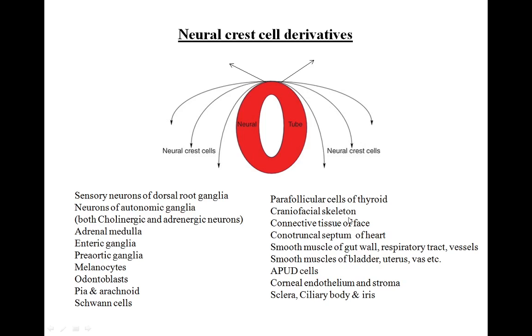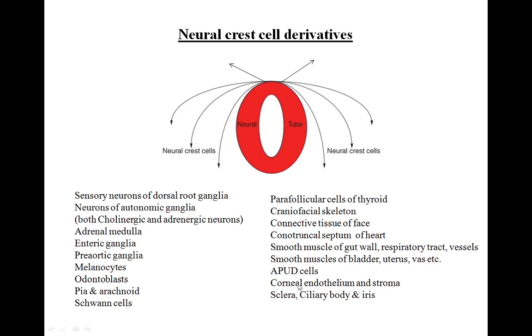Craniofacial skeleton, I will show you that some bones are developed from these neural crest, they are derivatives of the neural crest. Connective tissue of the face, septum of the heart, mainly the conotruncal septum, smooth muscles of the gut wall, the respiratory tract and the vessels, smooth muscle of some organs like bladder, uterus, vas, seminal vesicles, APUD cells. Where are they present? They are present in the gut, neuroendocrine cells of the gut, that is the APUD cells.